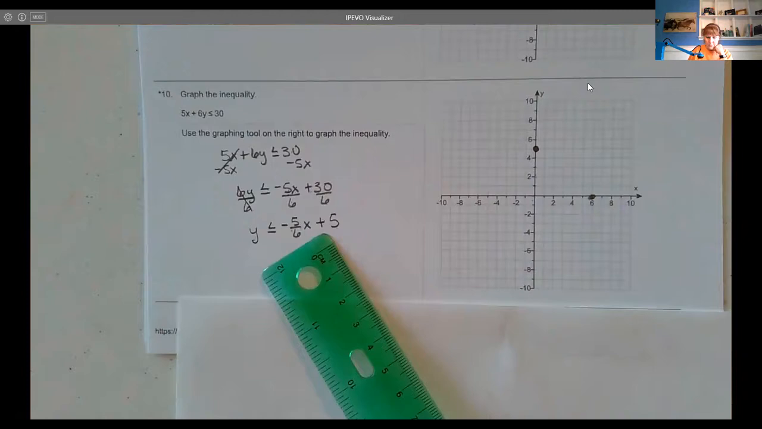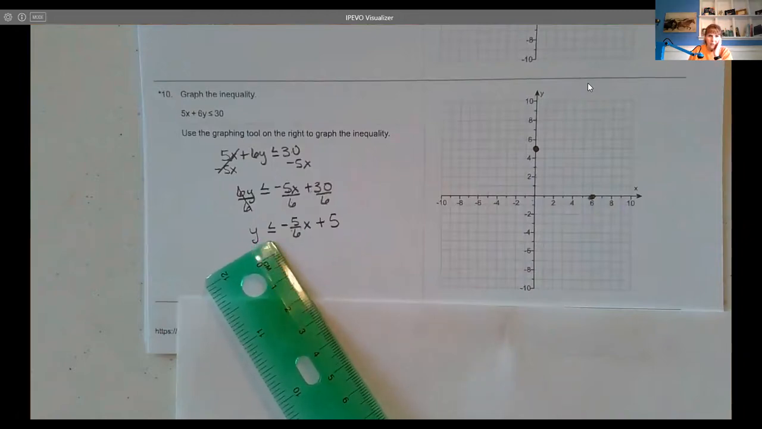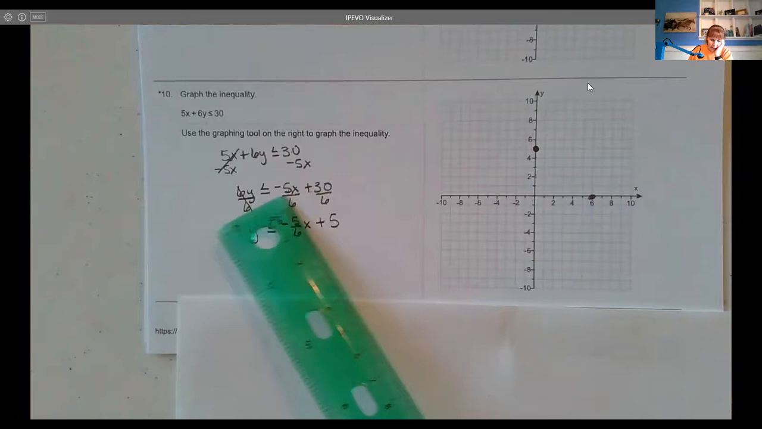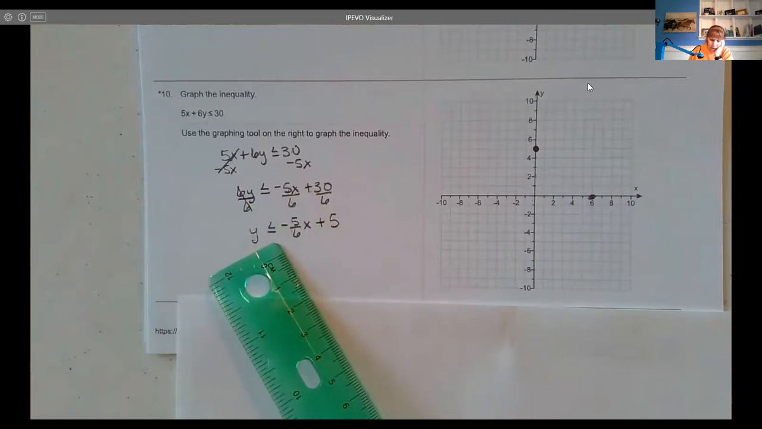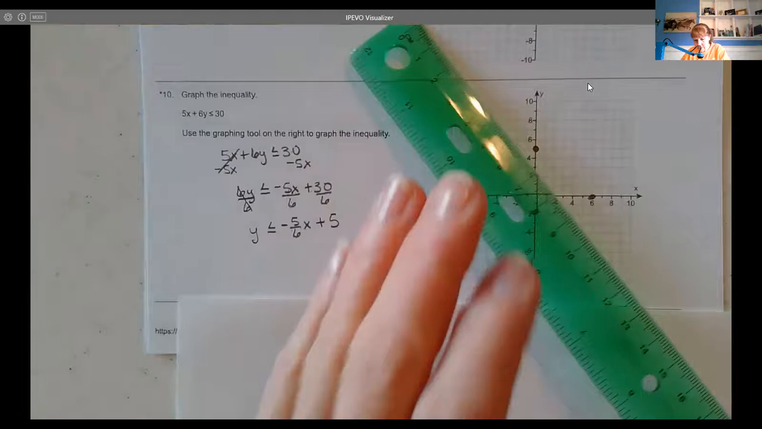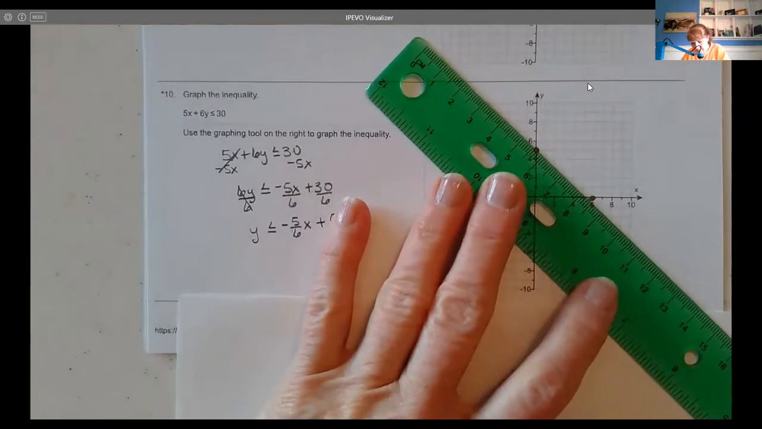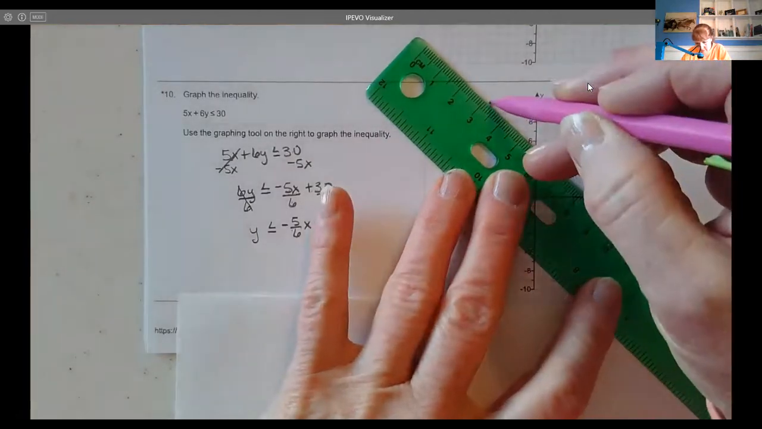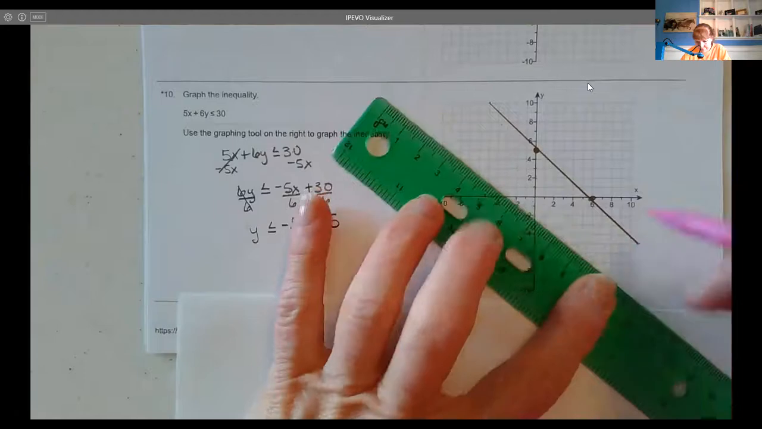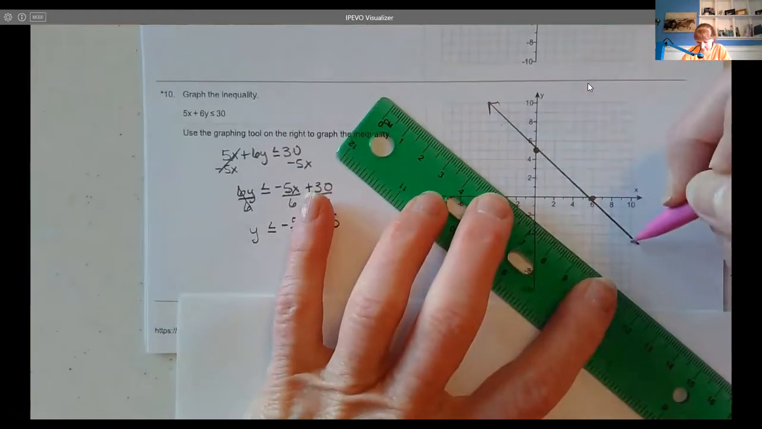Okay, once you've determined those points, you have to look at the inequality now. Before, we've just kind of ignored it, other than the fact that if we divide by a negative, we had to have flipped it. We want a solid line because that's equal. So that means that we can have answers that are equal to the line or on the line. It's solid.